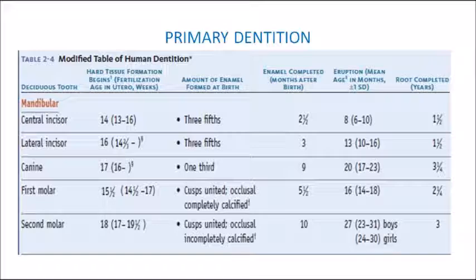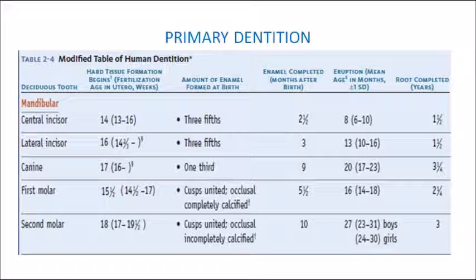Now coming to the enamel completion after birth, it is 2.5 months after birth for the central incisors, 3 months for lateral incisors, 9 months for canine. First molar it is 5.5 months, and second molar it is 10 months.